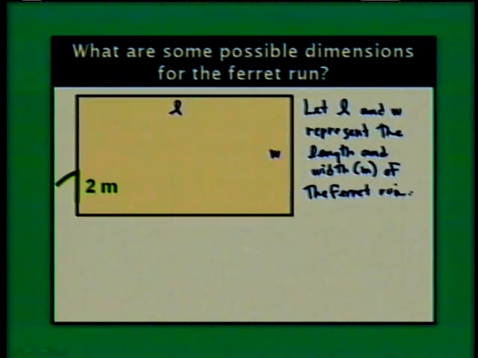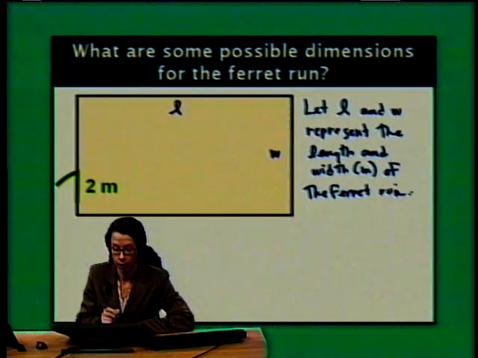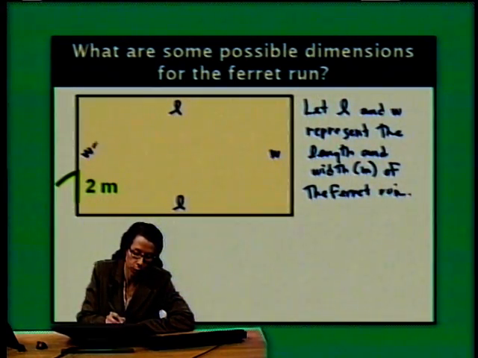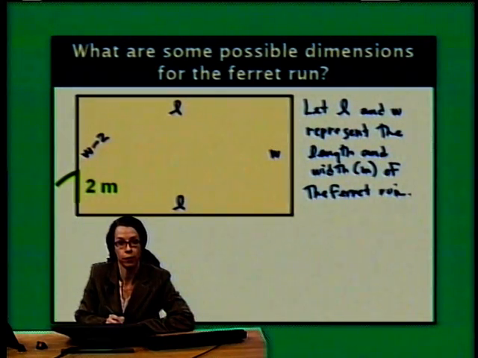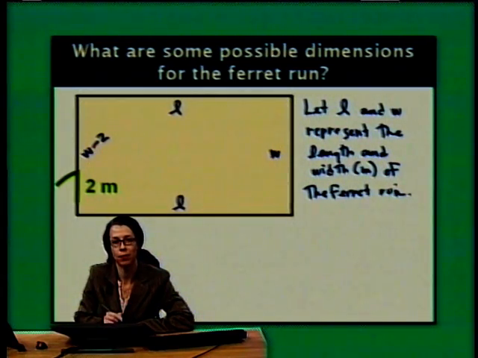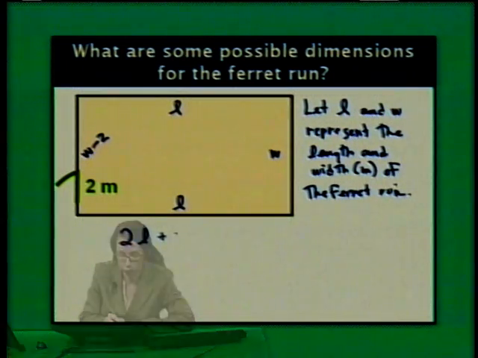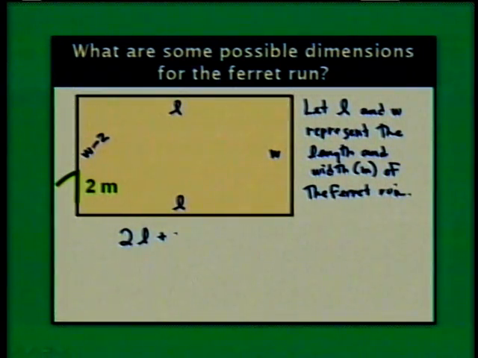Now, when I think about how much fencing is going to be used, I'm going to need fencing for both lengths, for one width, and over here I'm going to need W minus 2 meters of fencing. So when I write my model, I want to add up all these lengths, and that needs to be less than or equal to the 298 meters of fencing that are available. So let me write my model. I have 2 times the length plus the width plus the width minus 2. This needs to be less than or equal to 298.